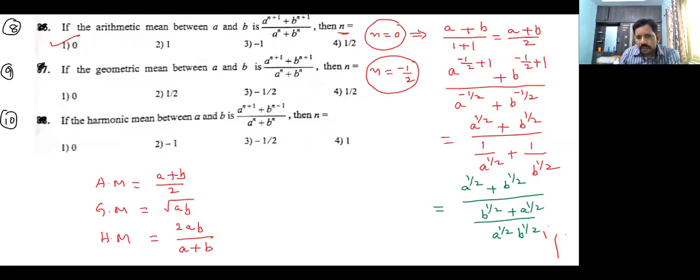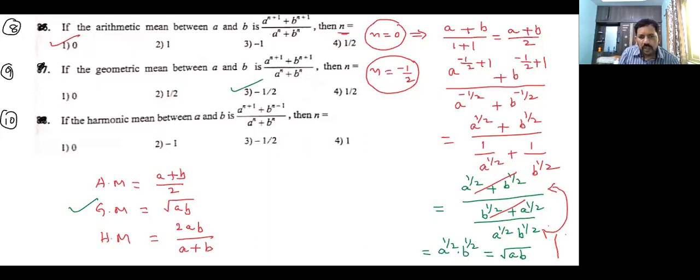Here observe that these two terms are going to cancel. Now this term is going to numerator. So what we get? A power 1 by 2 into b power 1 by 2, that is ab whole power 1 by 2. We get root ab. Geometric mean means root ab or not? When it exists, if you have taken n is equal to minus 1 by 2. So third option is correct.